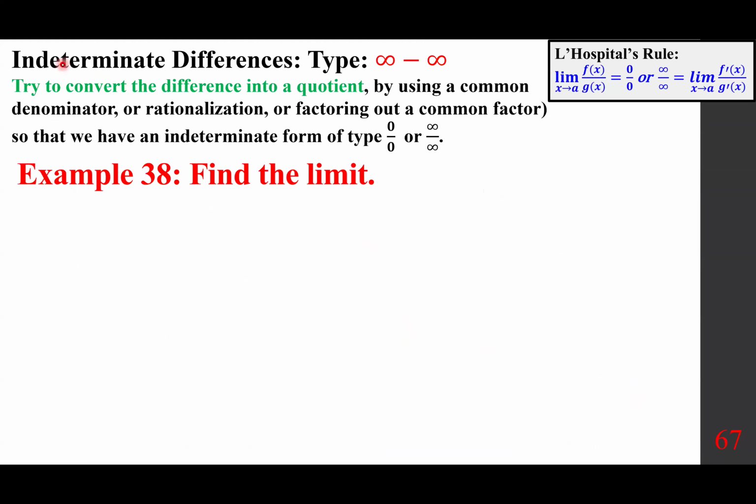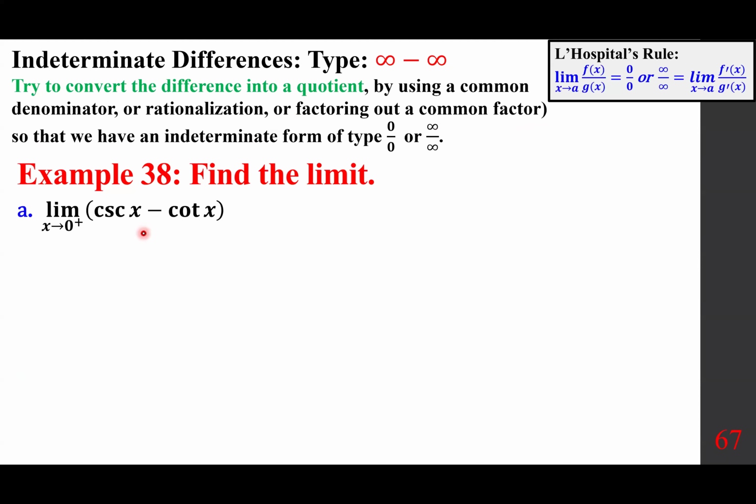Indeterminate differences, the type infinity minus infinity. Try to convert the difference into a quotient by using a common denominator or rationalization or factoring out a common factor so that we have an indeterminate form of 0 over 0 or infinity over infinity. Normally, one of those methodologies, for example, common denominator will do the job.